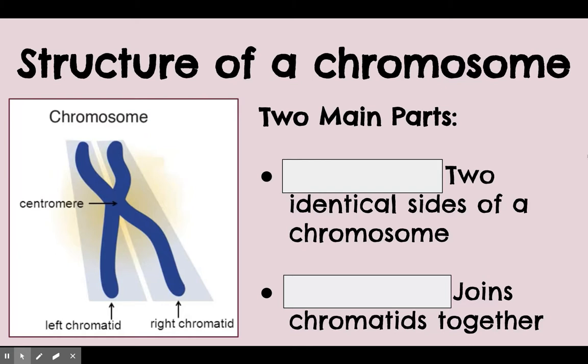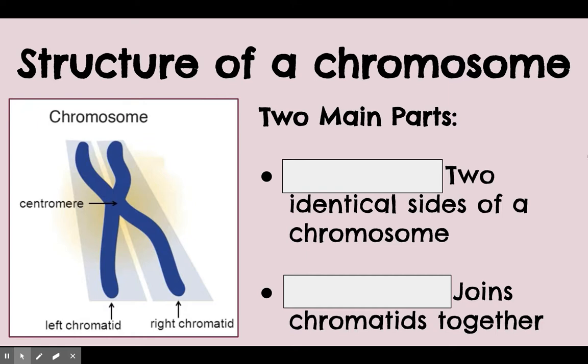So the structure of a chromosome has two main parts. Like I said, they usually look sort of like this X shape. We're going to learn later on in this video about this chromosome called the Y chromosome. And even the Y chromosome looks like an X. So we say that it's the Y chromosome, but it's actually an X in its structure.